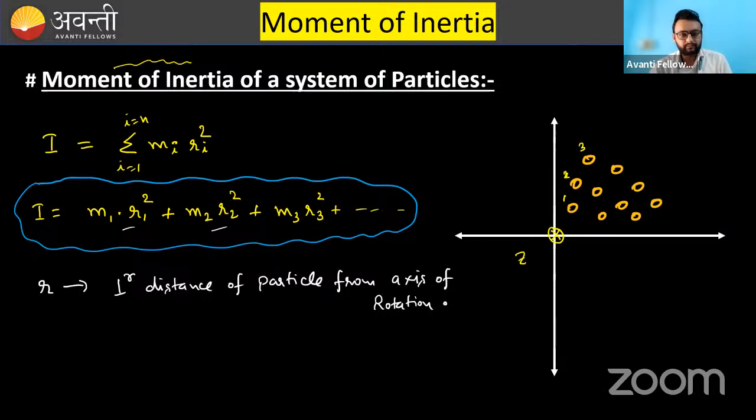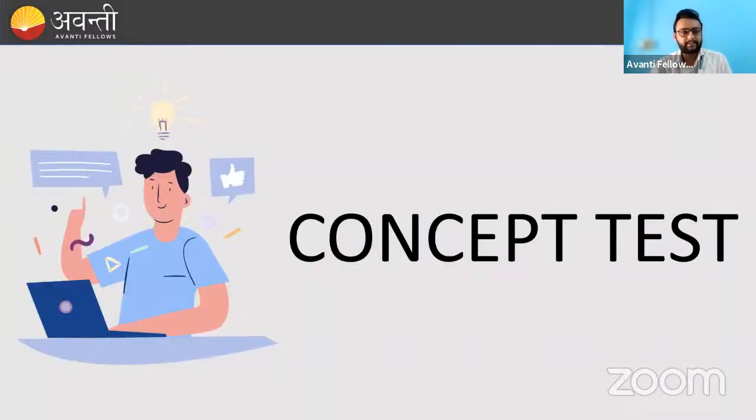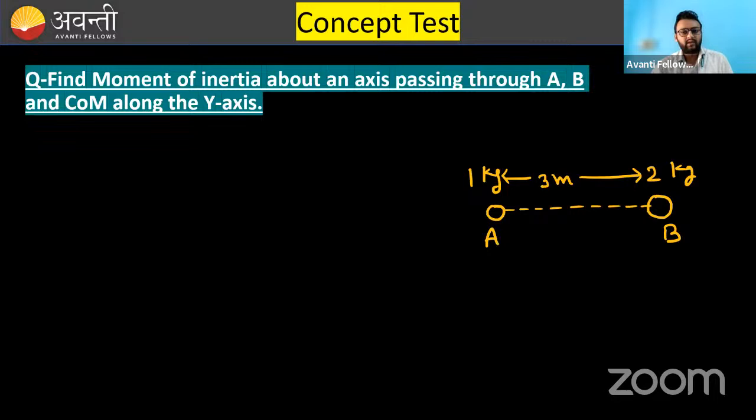Okay, moving further. So there is a concept test for you. And I hope that you have seen the previous lecture. You got 2 days actually in between. So the question says: find moment of inertia about an axis passing through A, B, and center of mass along the y-axis. Now, first thing you need to understand the question.